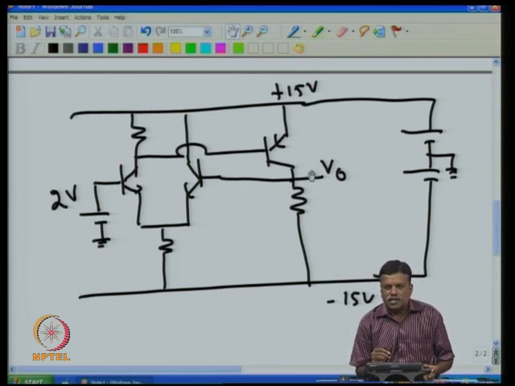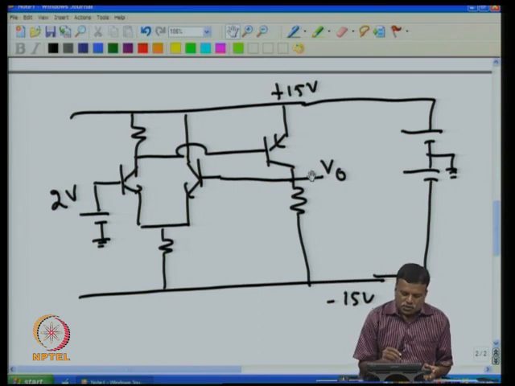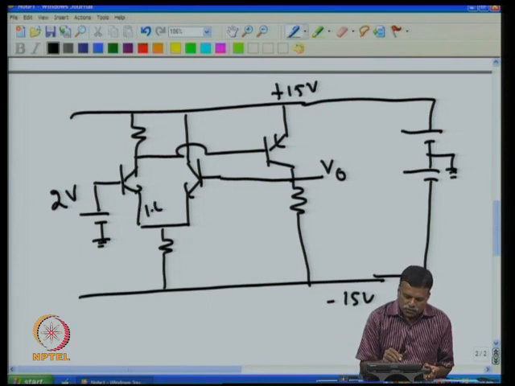These 2 points we have to first understand. Now for example, if you see the working of this, if I give here 2 volt, I know that this point has to come to 1.4, because the base emitter voltage difference is 0.6. So this is sitting at 2 volt, so automatically I can say this is sitting at 1.4 volt.